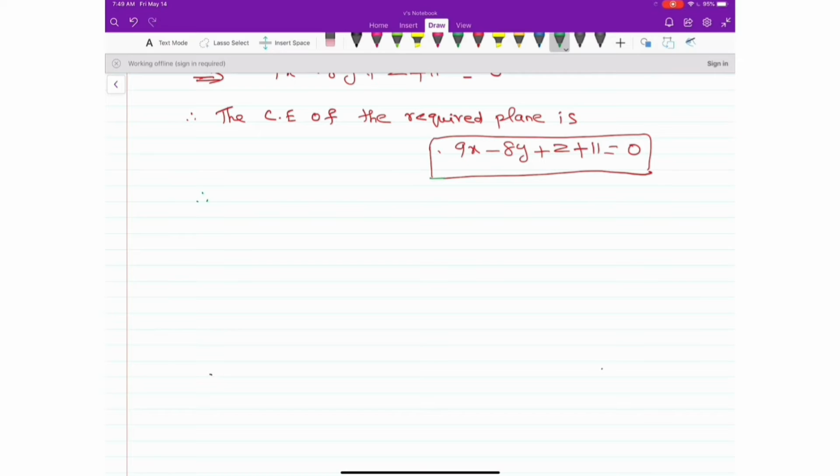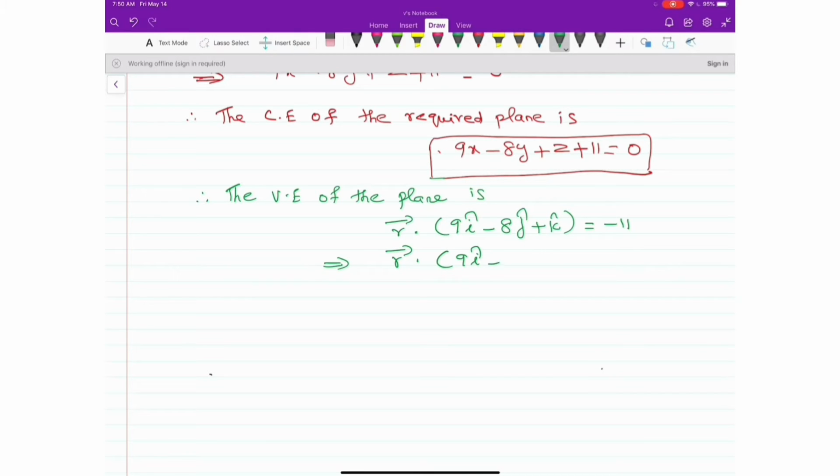So therefore, the vector equation of the plane is vector r dot 9 i cap minus 8 j cap plus k cap is equal to minus 11, or you can write this as vector r dot 9 i cap minus 8 j cap plus k cap plus 11 equal to 0.